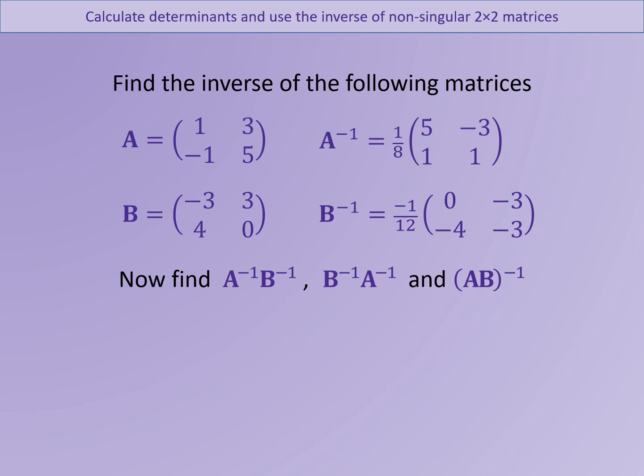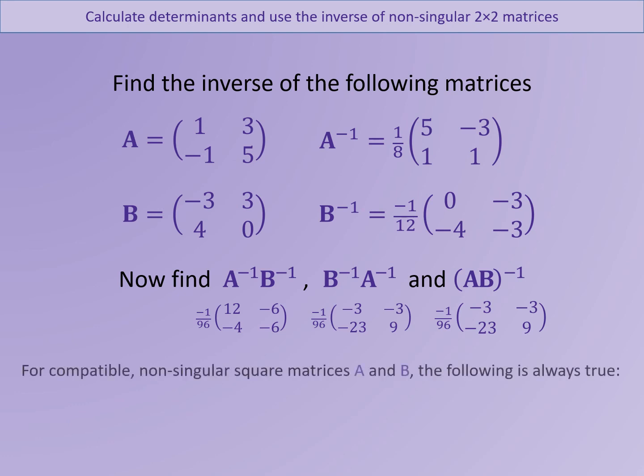So the first product, A inverse B inverse, is given there. The second product, B inverse A inverse, is given there. See that they're not the same. And then AB multiplied together, and then the inverse of the answer gives us that matrix there. So you'll notice that AB, all inversed, is the same as the product B inverse A inverse. And it turns out that that works with all square non-singular matrices.